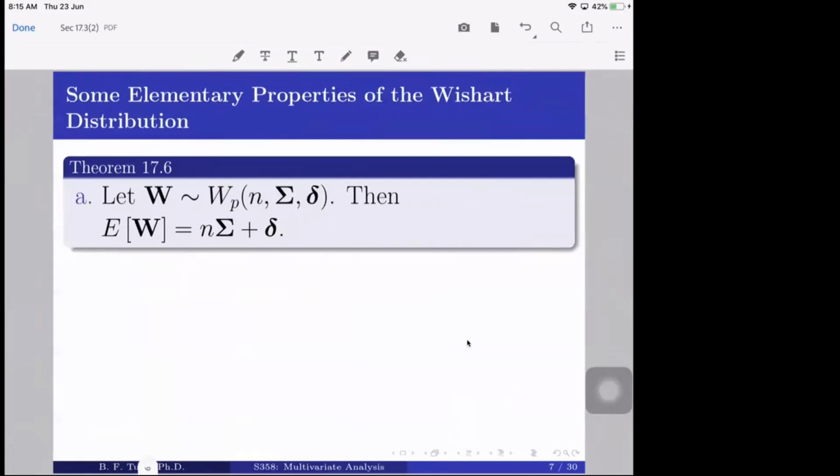So let's have the first theorem. This should be familiar to you, because we've discussed Wishart distribution in chapter 3. So let me scan first an equivalent form of that.